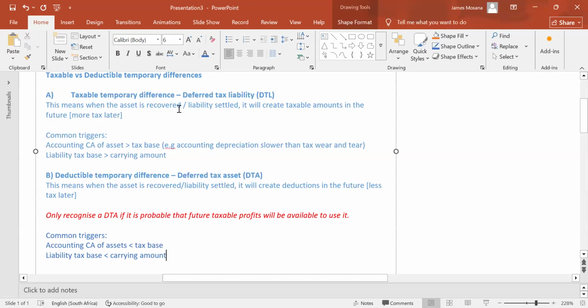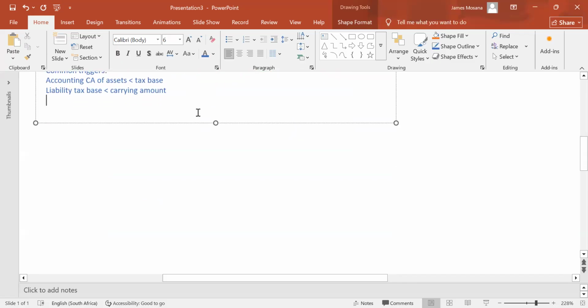Then what about liabilities? Liabilities, I can even switch it around, but it's fine. When the liability tax base is greater than the carrying amount, you are going to have a deferred tax liability. And when the liability tax base is less than the carrying amount, you're going to have a deferred tax asset. All right. So now I want us to do a quick example.